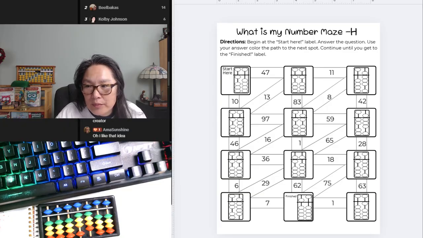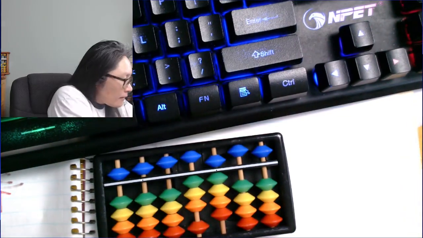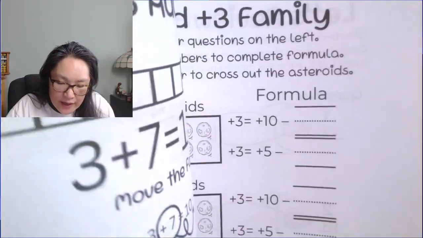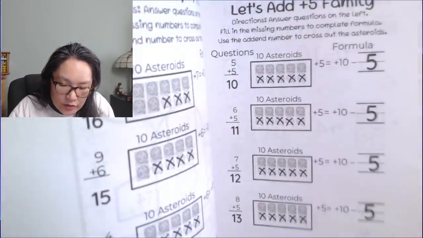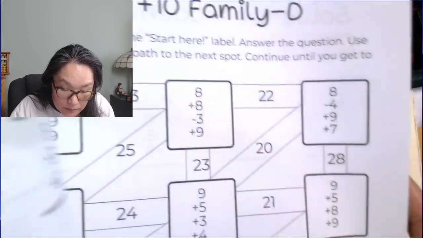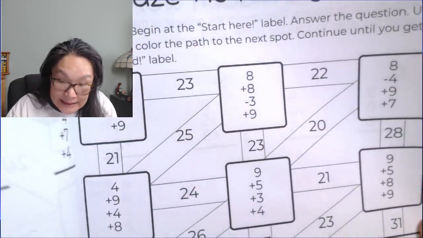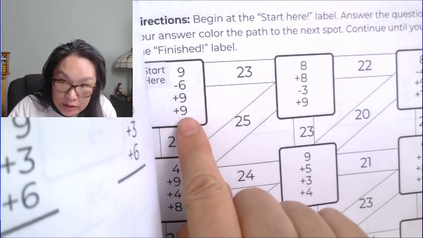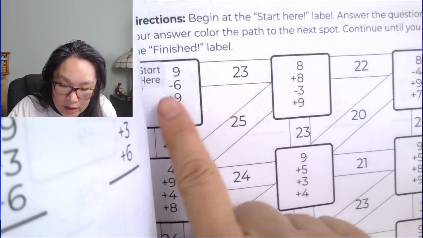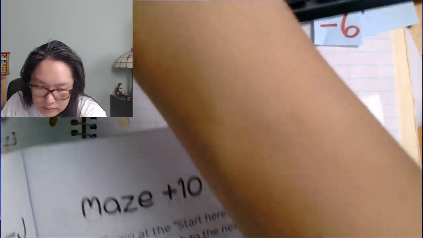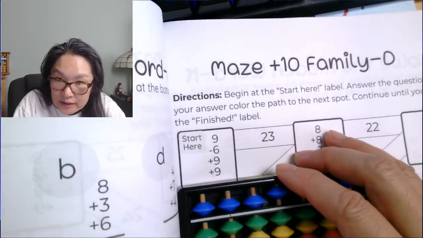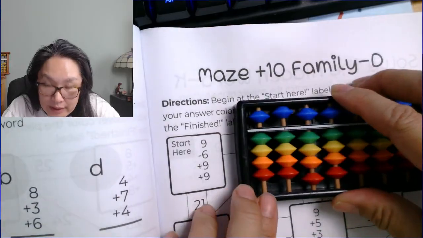So the maze actually came from the +5, and then I carried it over to the +10s, and it's still the same thing, right? So the thing is you answer the question, and then you figure out where does it go. So if we did it, when we do it, let's see if I can do it. We'll do it like that, right?